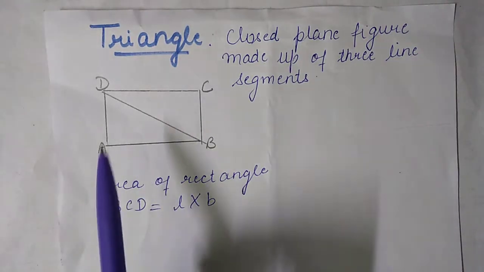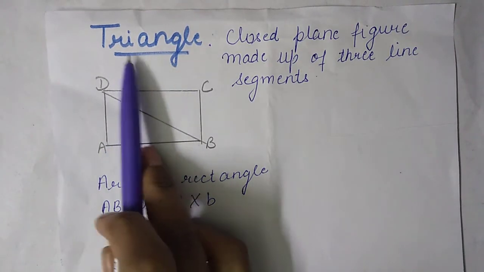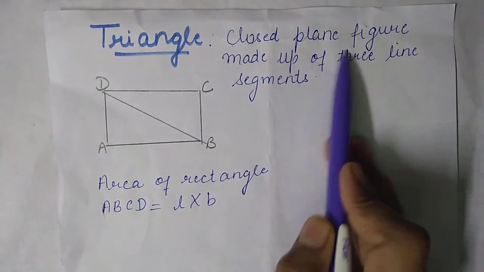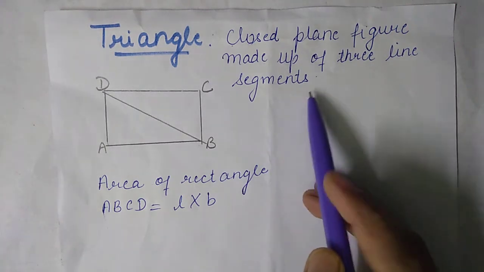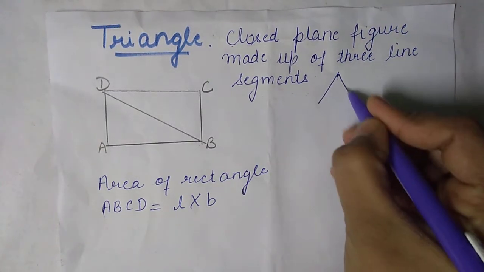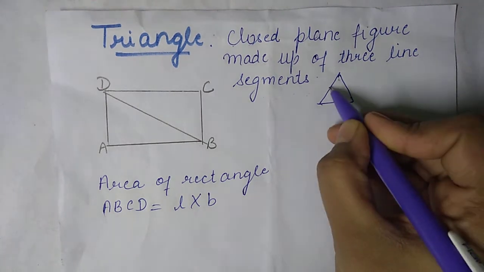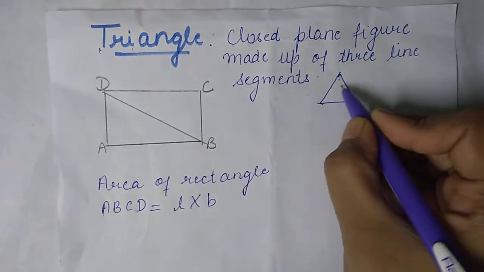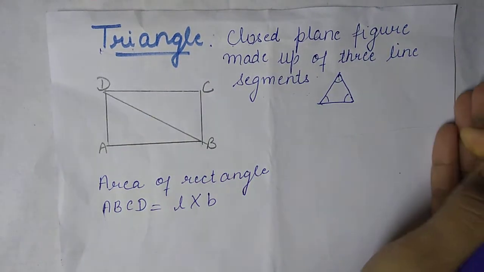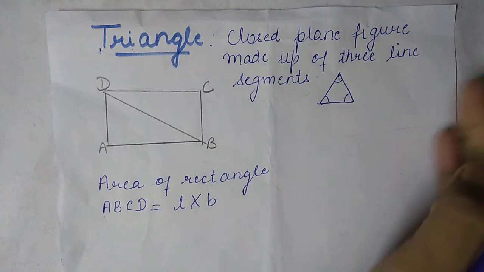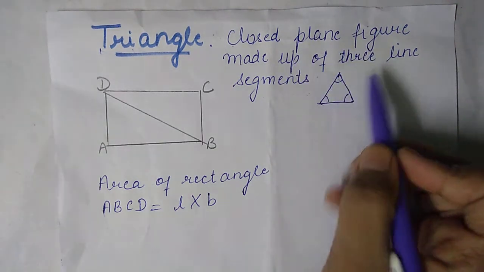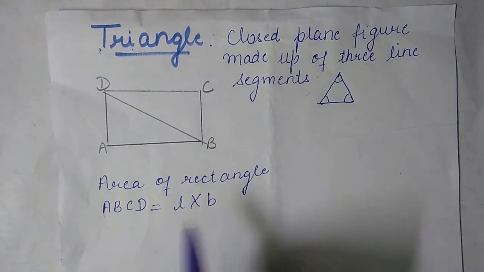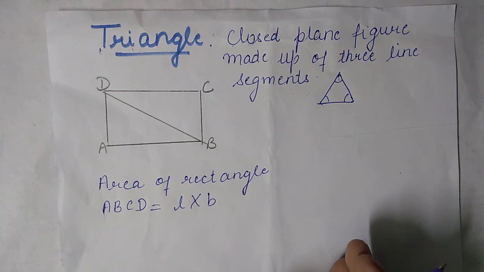So students, let us start with the meaning of triangle. What do you mean by triangle? A triangle is a closed plane figure made up of 3 line segments. This is a triangle, this is a closed plane figure, and it is having 3 line segments. Tri means 3, angle, it means these are the 3 angles. A figure having 3 angles, or you can say a closed plane figure made up of 3 line segments is a triangle. Now let us discuss how to find the area of a triangle.